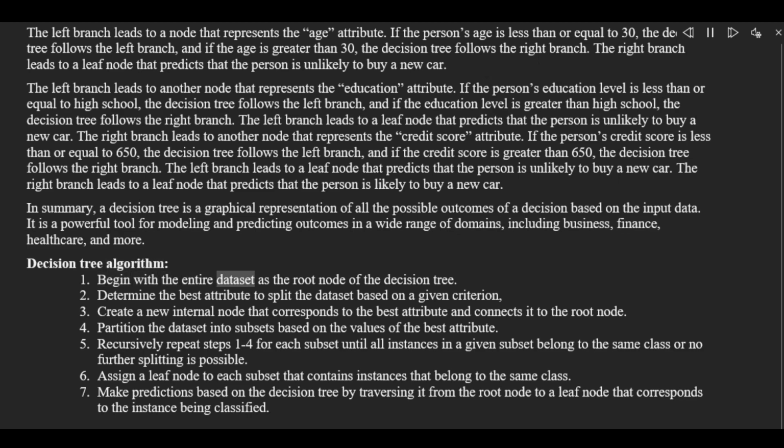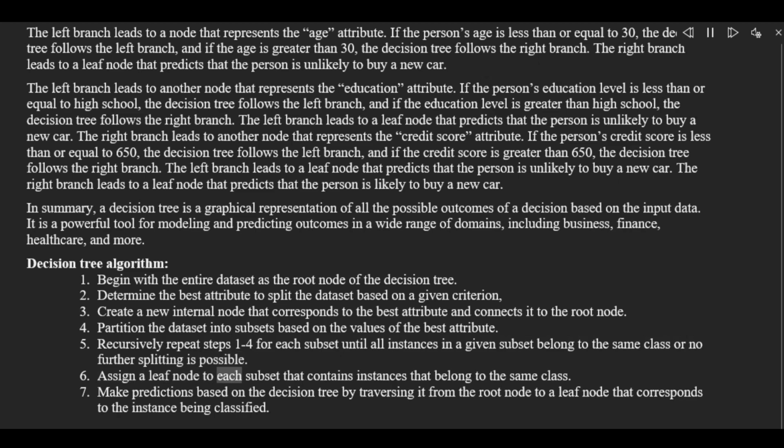Begin with the entire dataset as the root node of the decision tree. Determine the best attribute to split the dataset based on a given criterion. Create a new internal node that corresponds to the best attribute and connects it to the root node. Partition the dataset into subsets based on the values of the best attribute. Recursively repeat steps 1 to 4 for each subset until all instances in a given subset belong to the same class or no further splitting is possible.